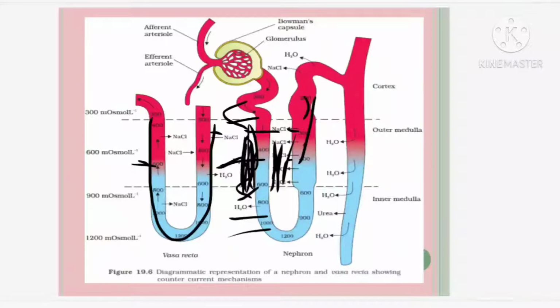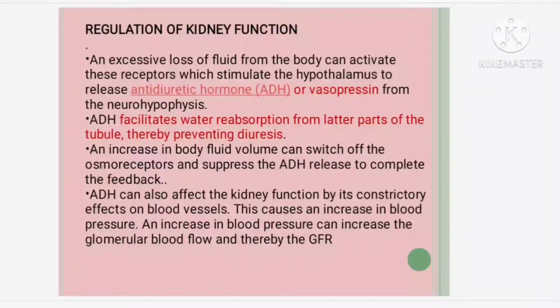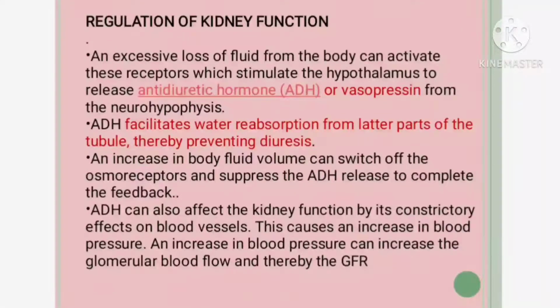Next, we are moving on to the next topic, that is regulation of kidney function. There are regulations by which the kidney regulates the glomerular filtrate, how much to excrete, whether it should be concentrated or dilute. Everything is being regulated by some mechanism. Especially the regulation is done by the nervous system. Other than that, there are some other factors also which regulate our kidney function.